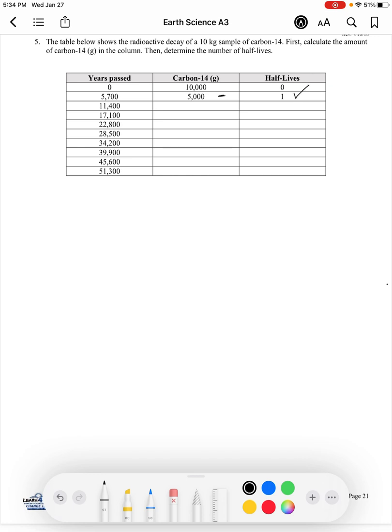That's after one half-life. So, our second half-life, we're now 11,400 years in, and we should see 50% of this now having eroded to where we have 2,500 grams of carbon-14, and so on. So as our half-lives increase, every time the parent isotope, what's left over of it, should be going down by 50%.